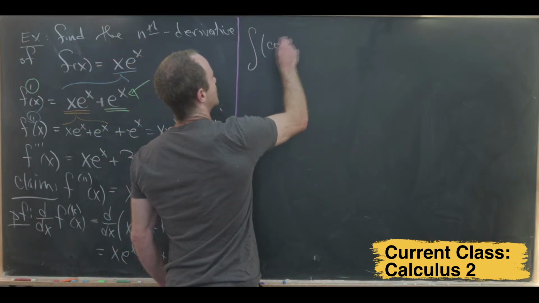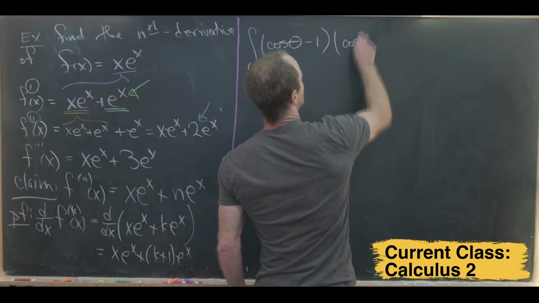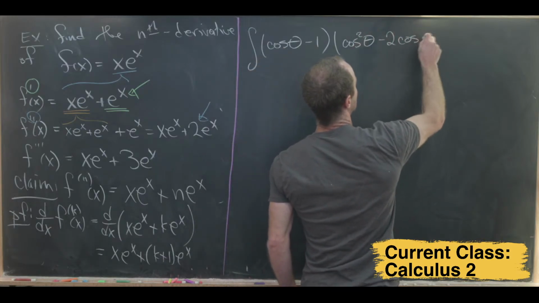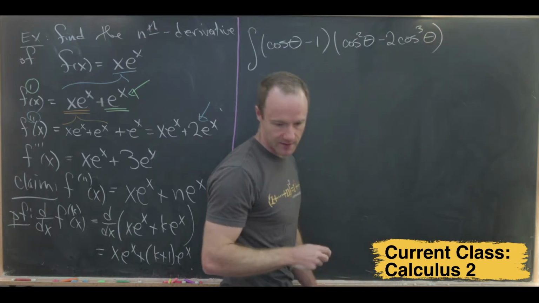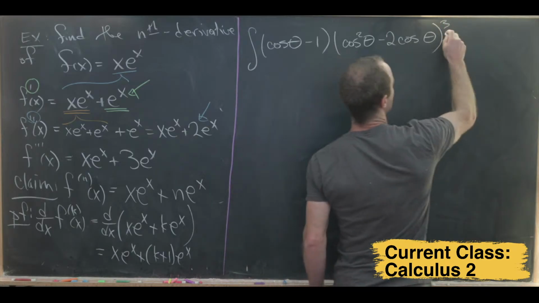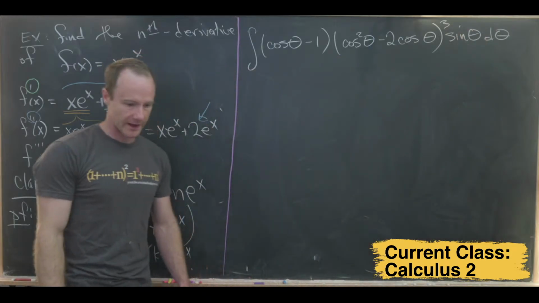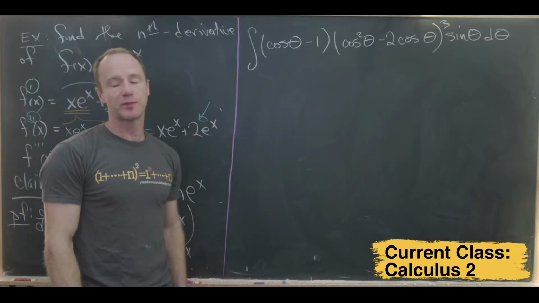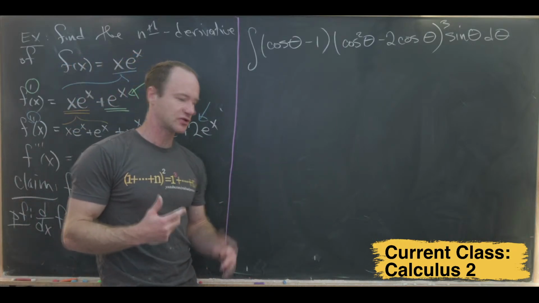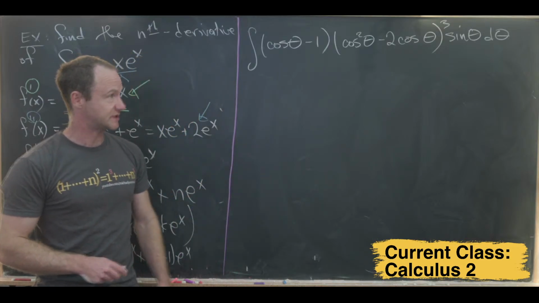Let's say we have cos theta minus 1 times cos squared theta minus 2 times cosine of theta all cubed, and then times sine of theta d theta. Okay, so you look at this and you see, oh, it's super complicated, right? But I just finished Calculus 1. I don't know a ton of integration techniques. So you might say, well, what do I know how to do? I know how to do U substitution.